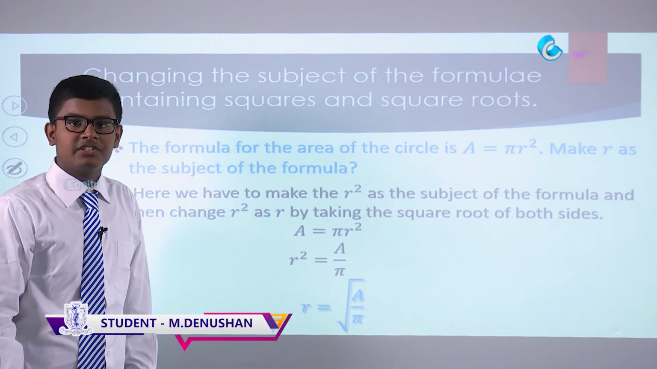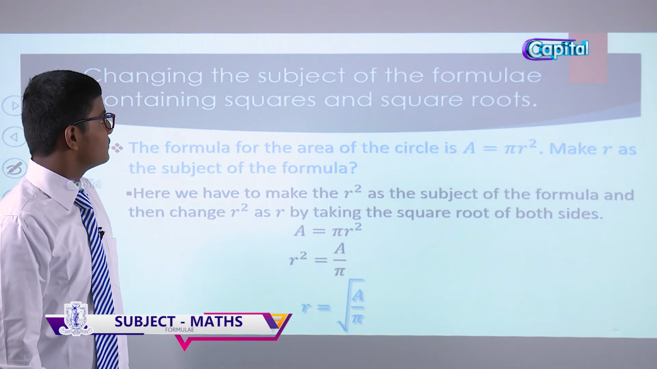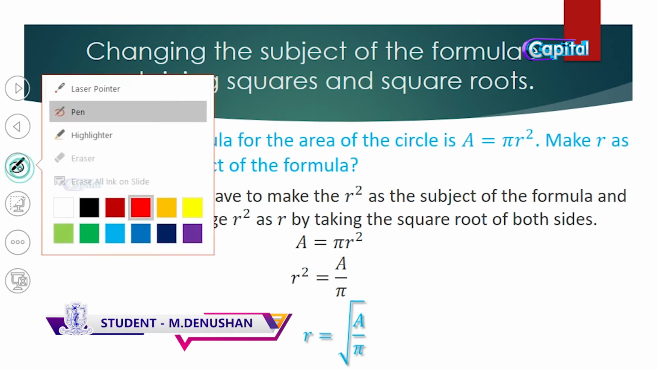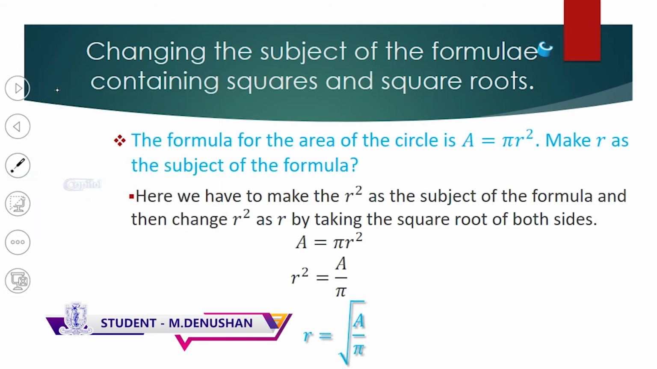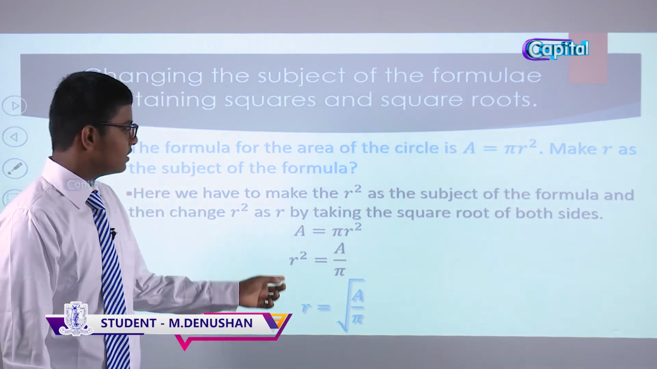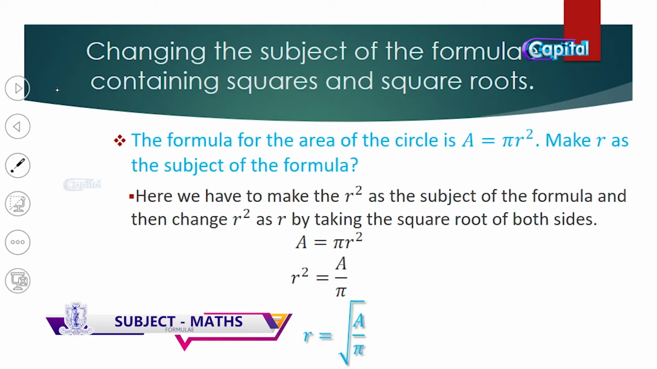This is a new thing which is included in the grade 11 syllabus: changing the subject of the formula containing squares and square roots. This is the worked example shown by me. Here we have to make r the subject, but first we have to make r squared the subject of the formula, and then change r squared to r by taking the square roots of both sides. Therefore A is equal to pi r squared, then r squared is equal to A over pi. By taking the square root of both sides, we obtain the answer r is equal to root A over pi, with r as the subject.